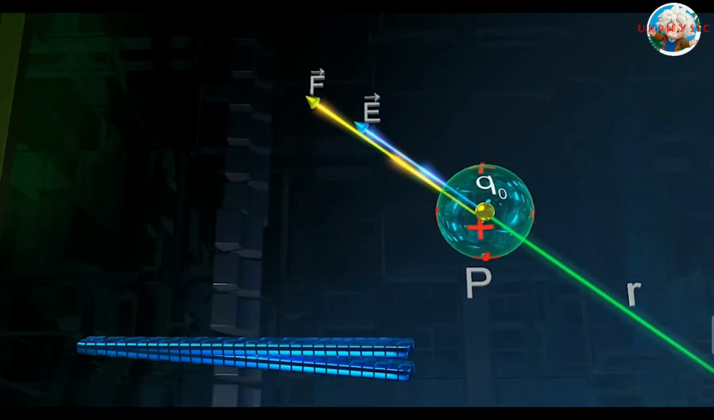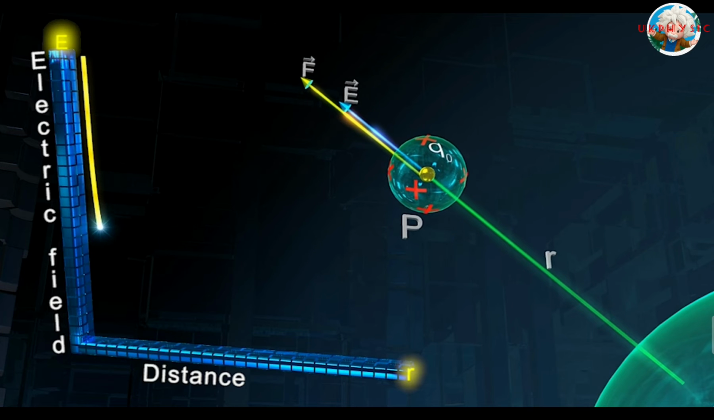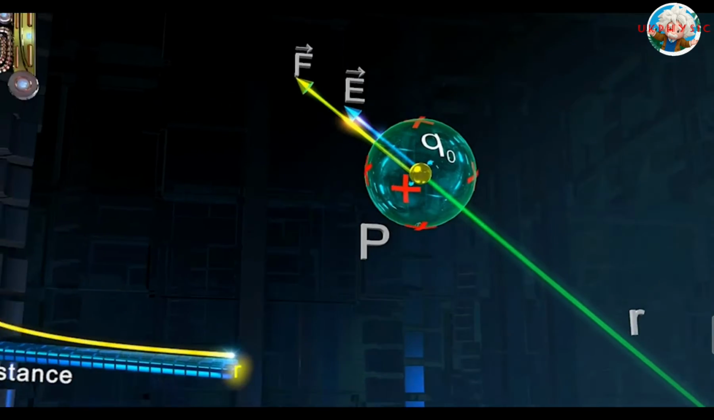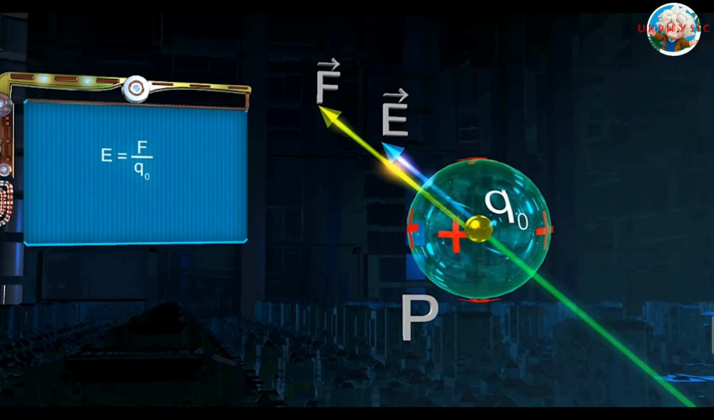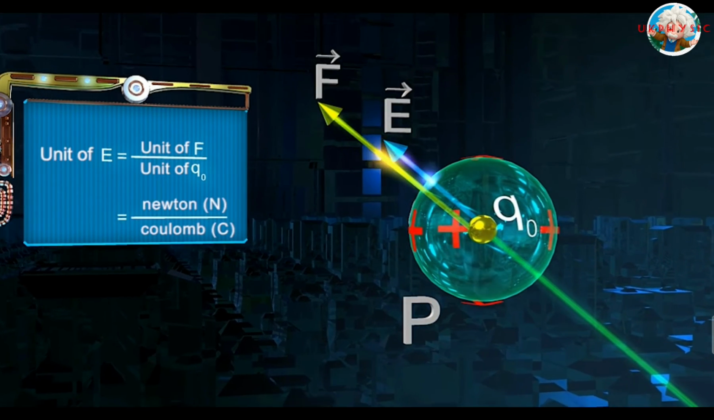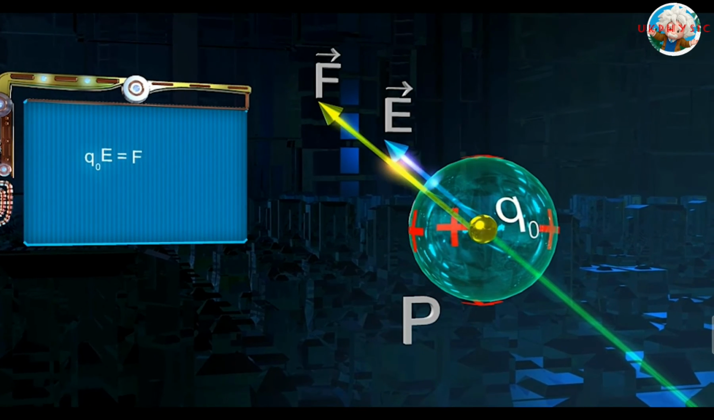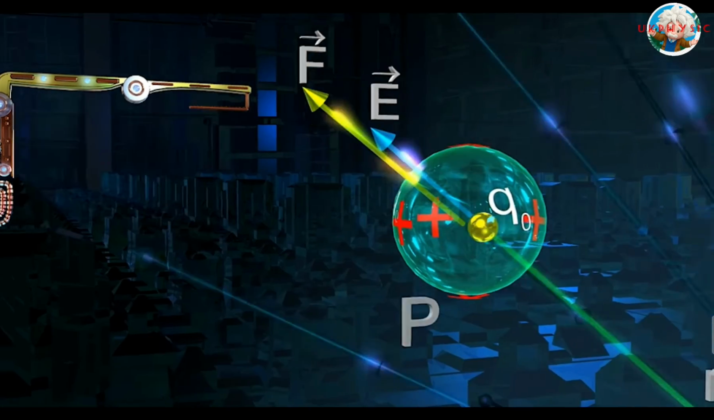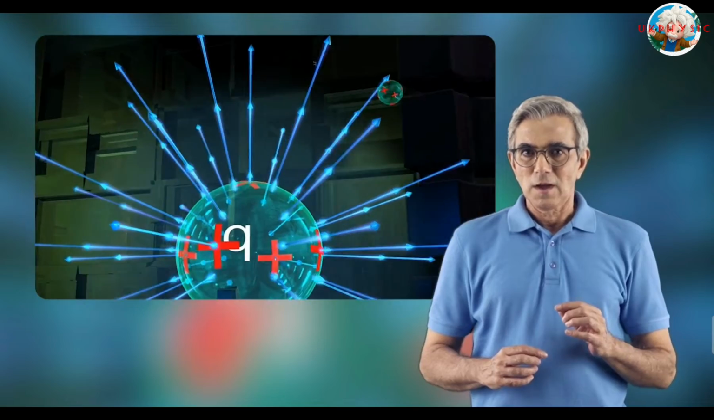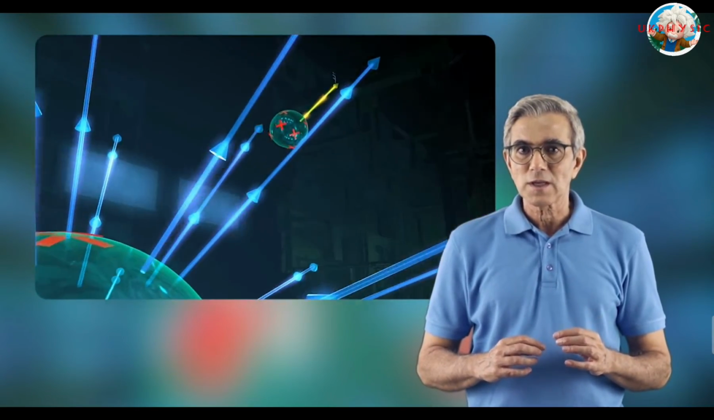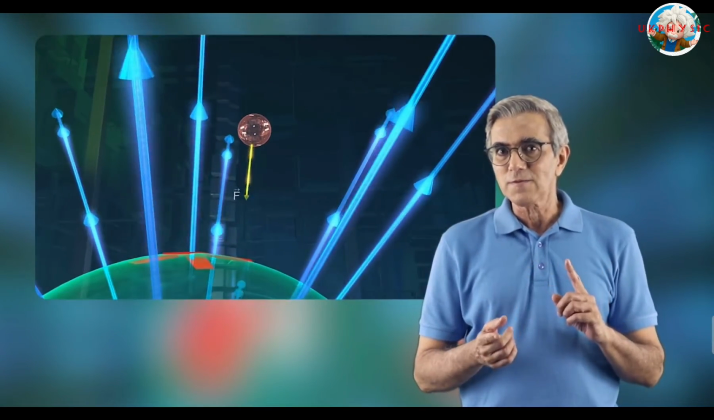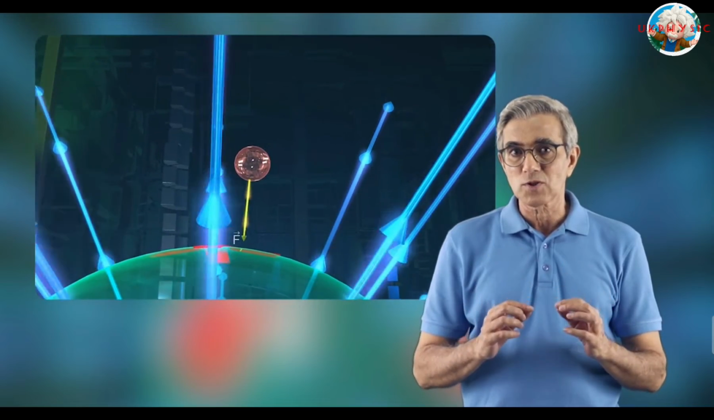The electric field due to any single charge is inversely proportional to the square of the distance from that charge. As the magnitude of E equals F over Q0, the SI unit for the electric field is Newton per Coulomb. Thus, vector F equals Q0 times vector E. That means that if the charge on the particle is positive, the electrostatic force acting on it is in the direction of the electric field E, and if the charge is negative, the force acting on it is opposite to the electric field direction.